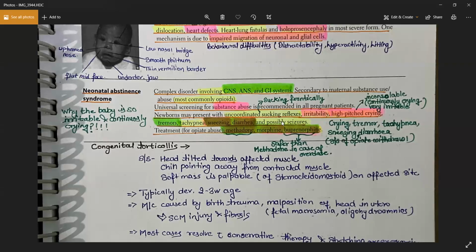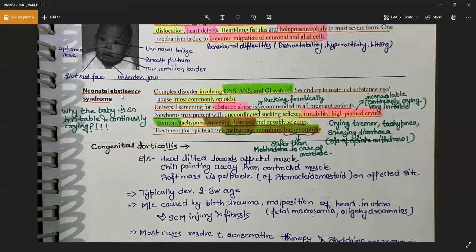So whenever you see a baby who is crying persistently and very loudly, having sneezing, tremors or diarrhea, you will always think about opioid withdrawal. The two major ones are sneezing and crying. This is what you will most commonly see. So a baby who is sneezing and crying persistently in a very loud voice, you will think about neonatal abstinence syndrome.